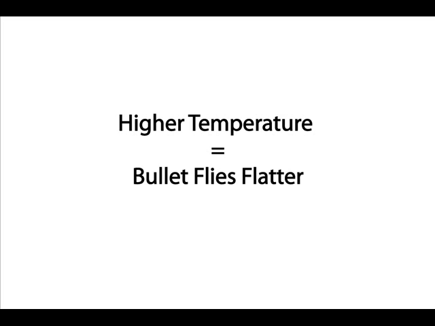And another reason is because when the temperature goes up, the barometric pressure decreases. So because the pressure is decreased, that allows less resistance on your bullet. So your bullet can fly faster over the entire course of the distance because of the lower air pressure. So when the temperature is higher, your bullet is going to fly flatter.